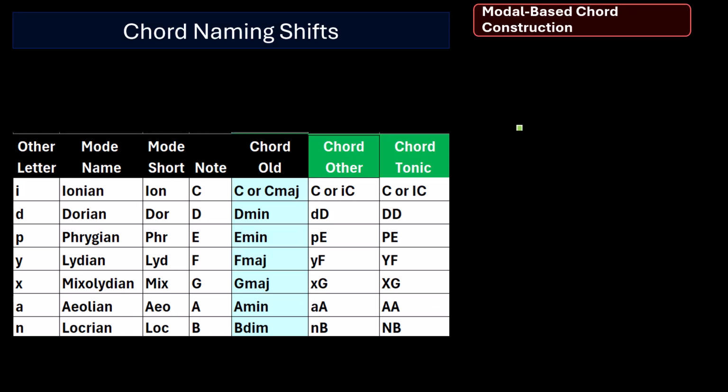So, chord naming shifts. We have the modal bass chord. The same thing happens with the chords as with the intervals. We have this renumbering that makes us name the intervals by forcing us to make the first one the one, as though we're in a different scale.